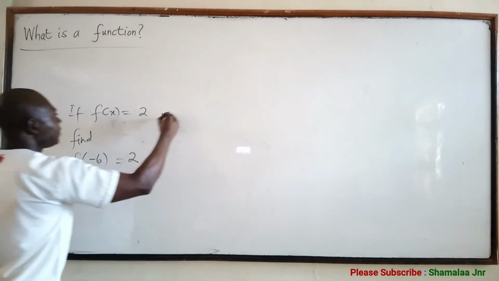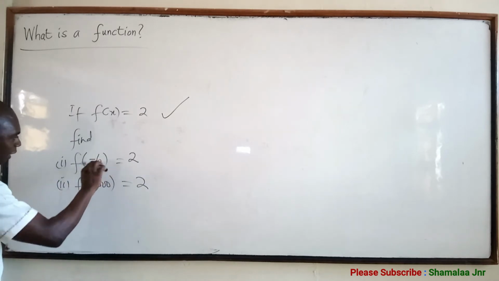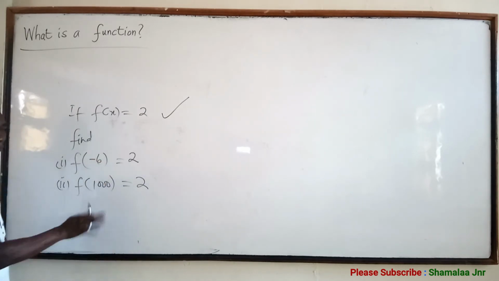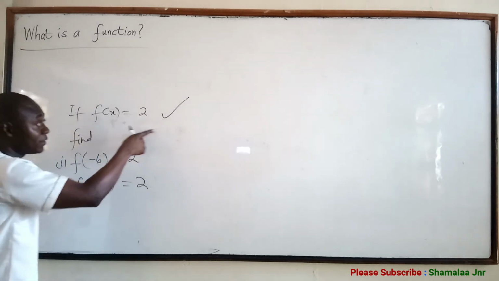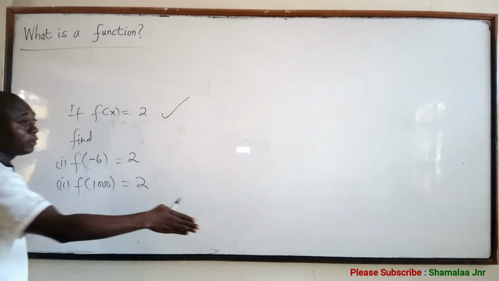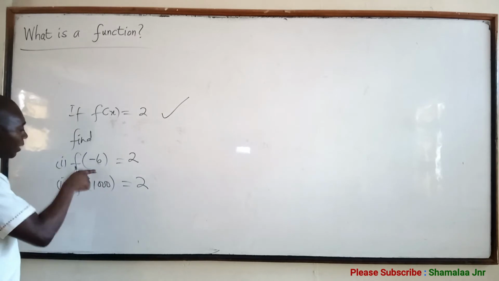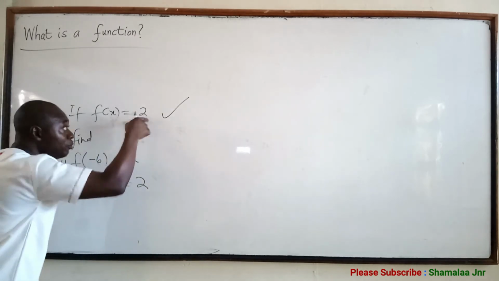So it can give you something like this and ask you to find this, and try to confuse you. So you have to be very, very careful because there is no x attached to this. So this is a constant function. So no matter the value here, the answer will remain the same.